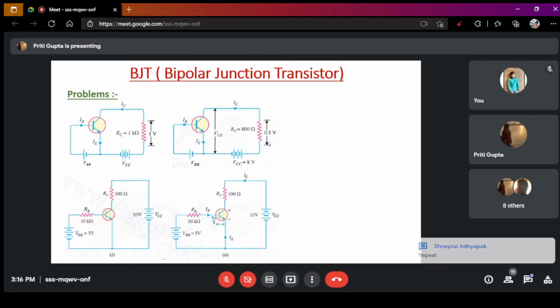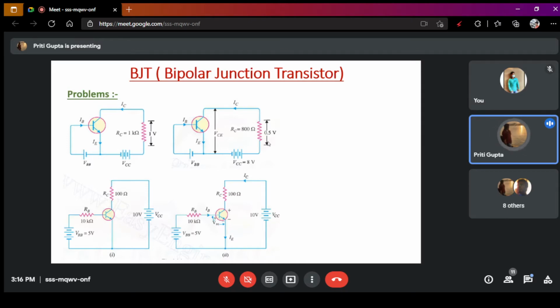So she's asking the question in chat box. A transistor is connected in CE configuration in which the collector supply is 8 volt. The voltage drop across the resistance RC is 0.5 volt. Determine VCE, that is collector to emitter voltage, and base current, that is IB, if alpha equals 0.96. So for the first part, they have asked to find out VCE.